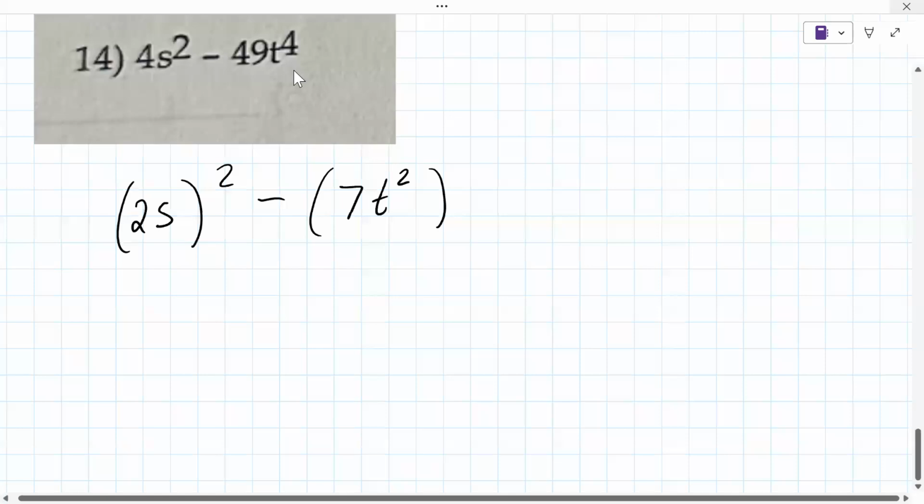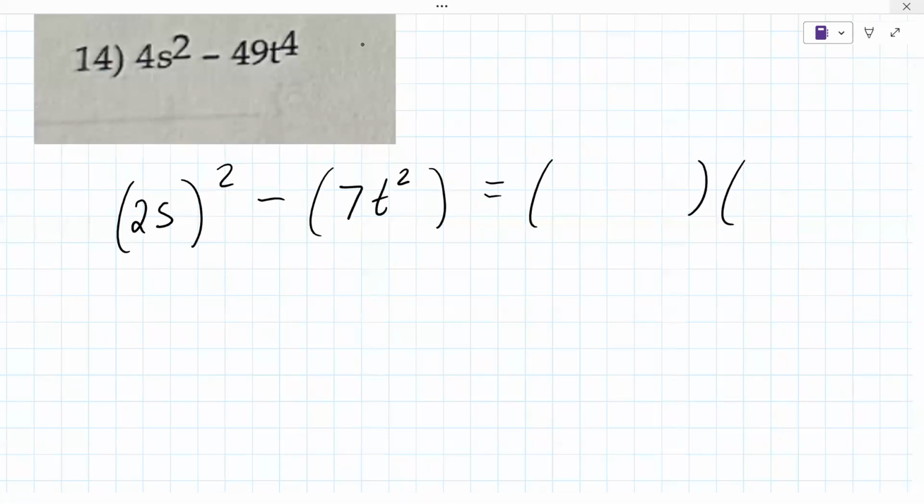Is that okay? Yeah. Okay. Can you tell me what to write here? 2s minus 7t squared. Good. What else? And then 2s plus 7t squared. Good. Any questions on that before we move on?